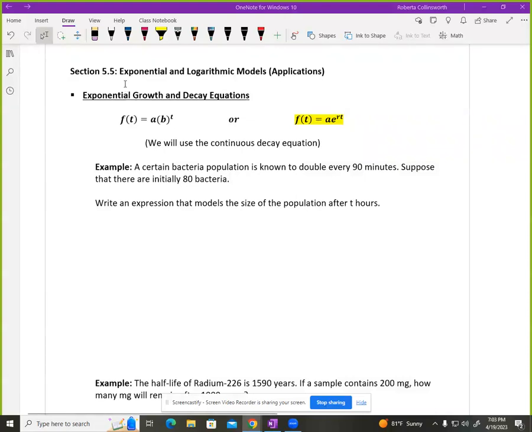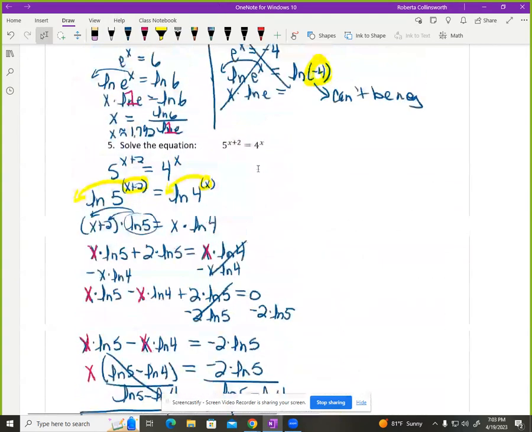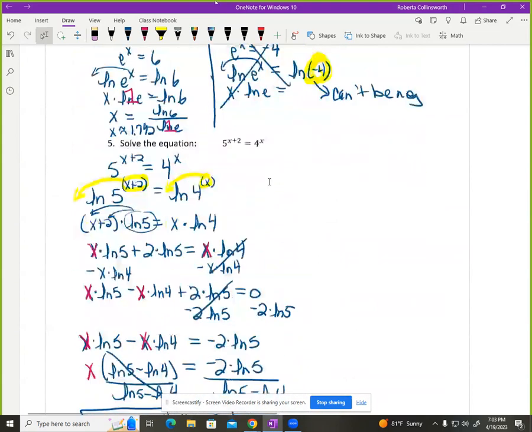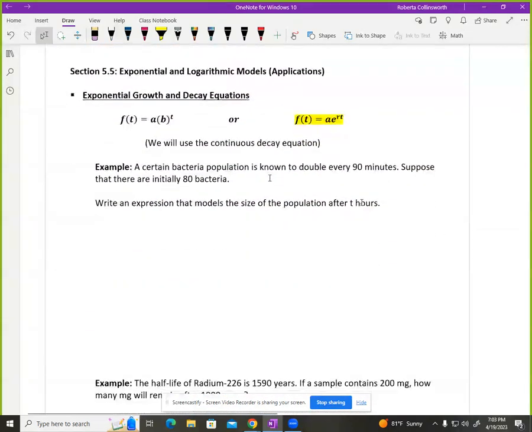Okay, so section 5.5 is using exponential and logarithmic models to solve word problems. We did this a little bit in 5.1. In 5.1, all of the variables were there, so all we had to do was know how to plug them in and do the math. This time, there are some variables missing. If something's missing, then we have to solve to find one of the variables and then plug it into the equation.